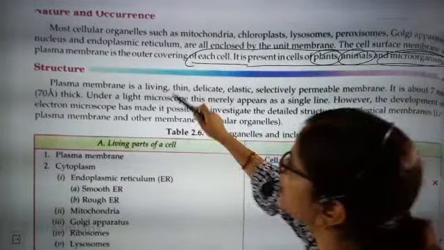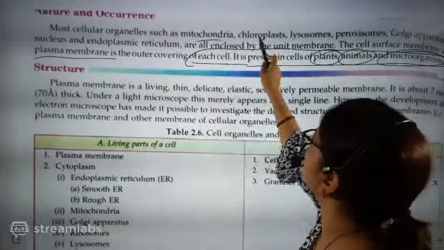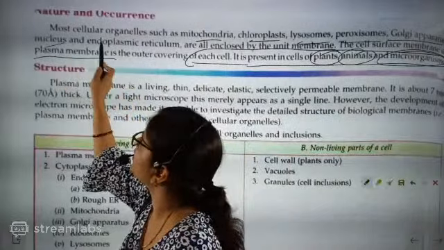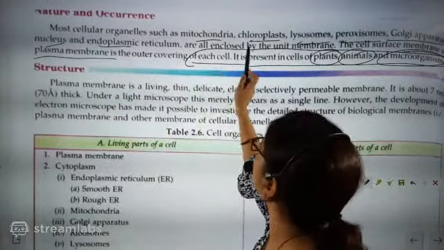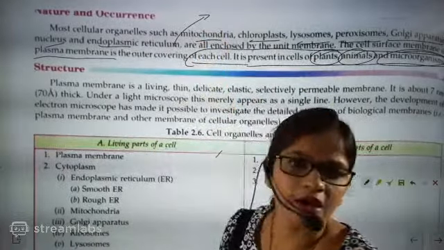You will be seeing the plasma membrane giving it a coating, but beta, these mitochondria, chloroplast, lysosome, peroxisome, Golgi apparatus, nucleus, endoplasmic reticulum, and all these will be exactly present inside the animal and plant cell. Okay, so this part is over.